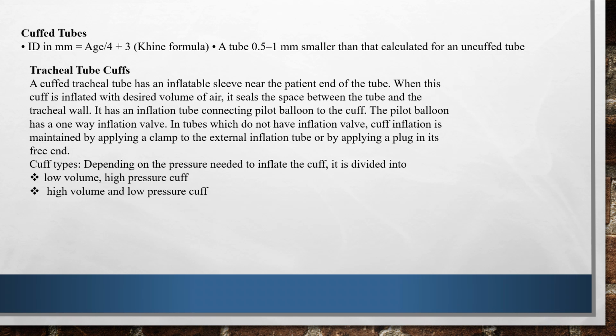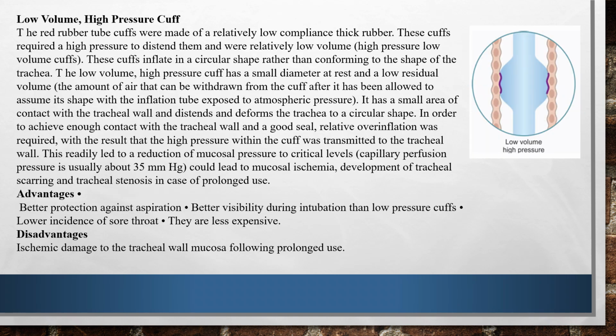So there are various kinds of cuffs in ET tubes depending on the volume and pressure. We can divide them into two types. One is the low volume high pressure cuff, and another one is the high volume low pressure cuff. Now we will understand these cuffs. As we have discussed earlier, there are two types of cuff.